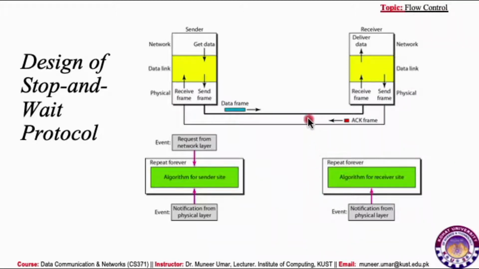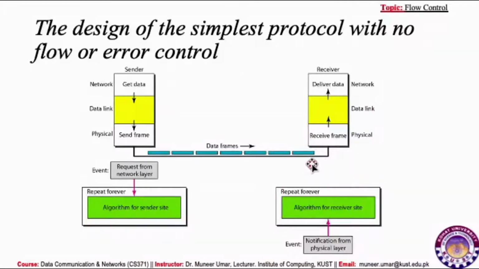Now, if we compare this figure with the previous one, which was for the simplest protocol, there is a difference. Here we have the ACK frame generated by the receiver towards the sender. In the simple protocol, there isn't any acknowledgement frame from the receiver.